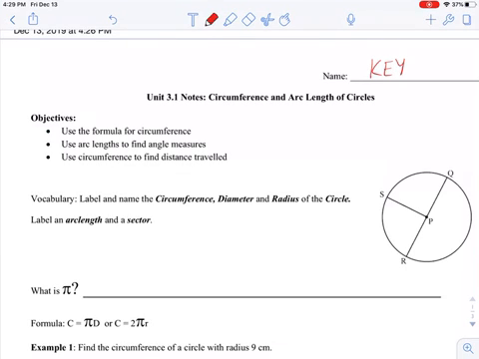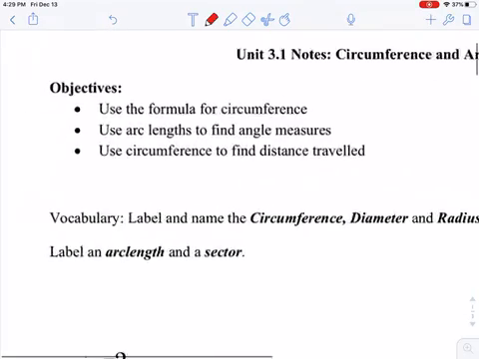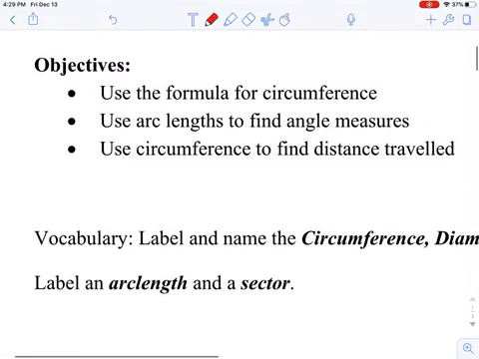In this video, we will look at the circumference and arc length of circles. And our objectives today are to use the formula for circumference, to use arc lengths to find angle measures, and to use circumference to find the distance traveled.